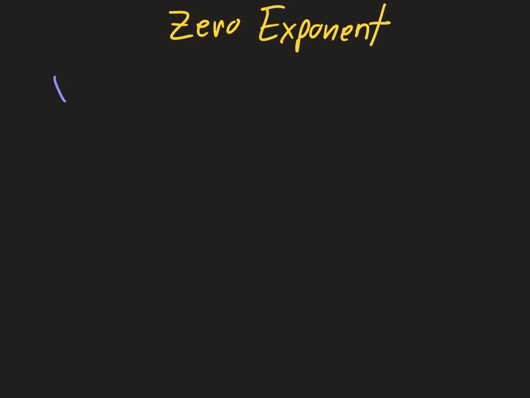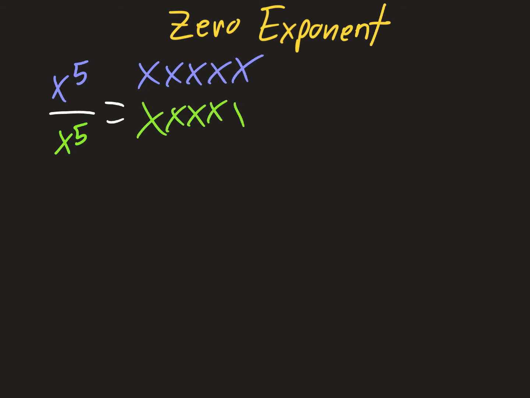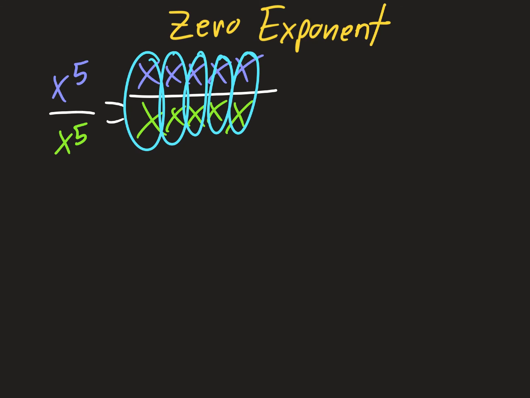x to the fifth power divided by x to the fifth power gives us 5 x's on the top and 5 on the bottom when expanded out. Since all of our x's cancel out as pairs on top and bottom, that means that we are left with 1. Because any number divided by itself is 1, x to the fifth over x to the fifth will also be 1.